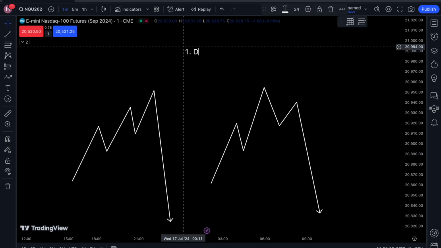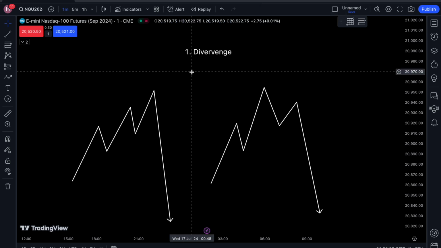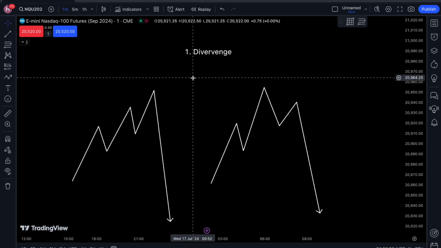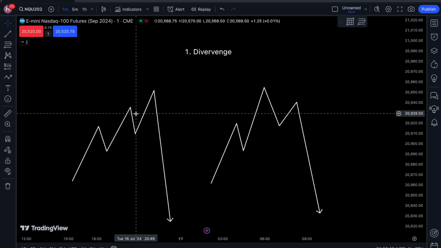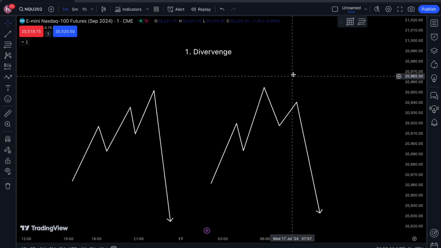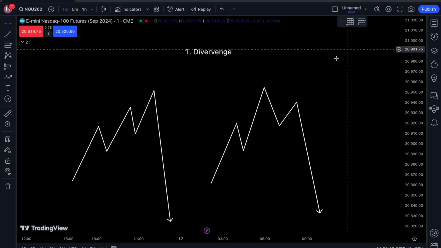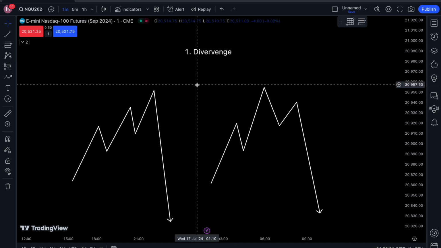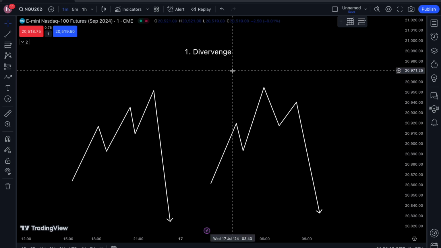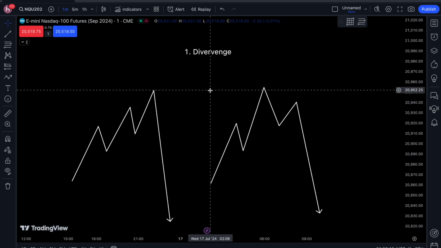So starting off, SMT is a divergence, so it can be a divergence between indices or between forex pairs. And the way I like to use divergence is the divergence between NQ and ES, or NASDAQ and the S&P. So I trade NQ and ES futures, and this is what I use to differentiate them. And this is what an SMT divergence will look like on the charts.